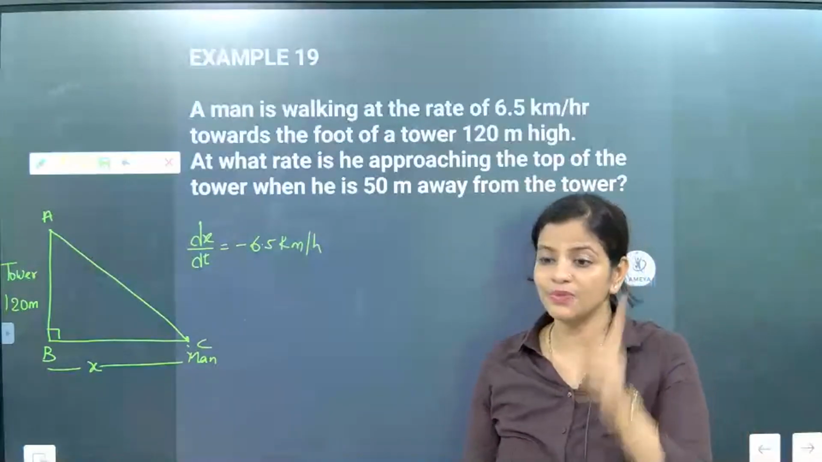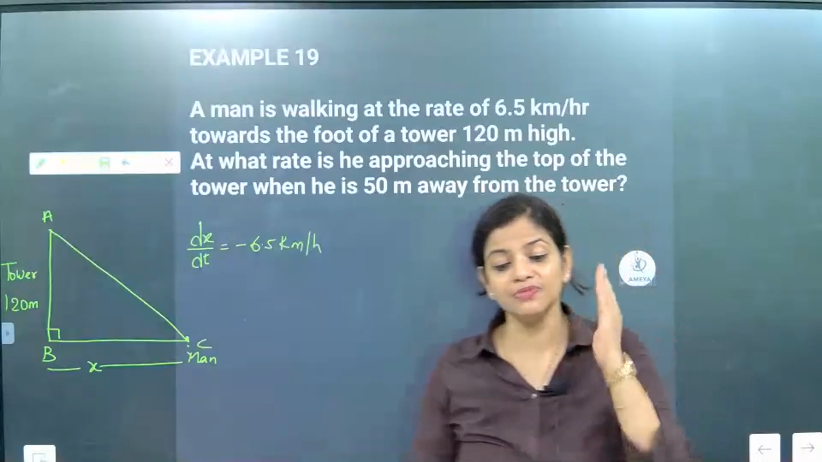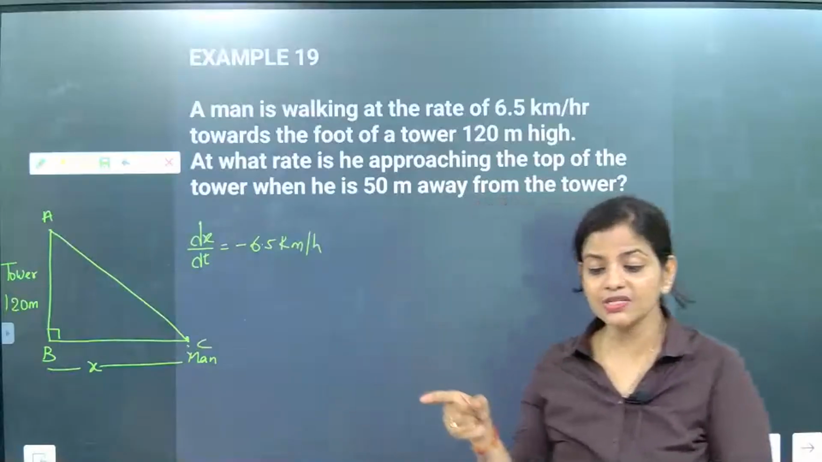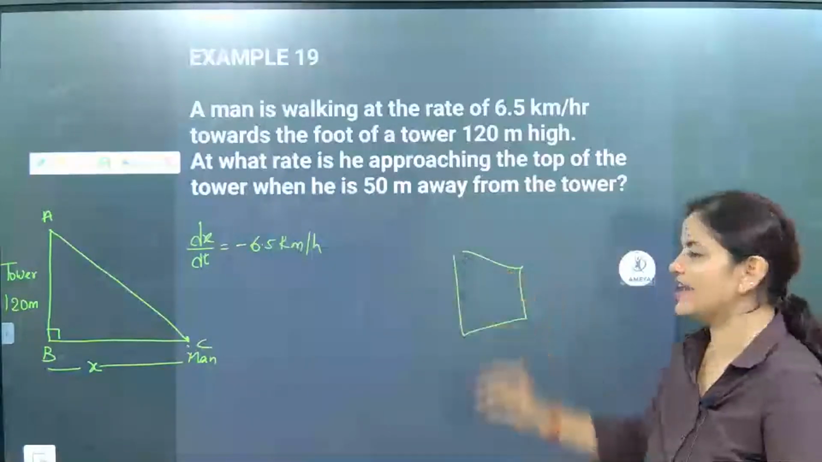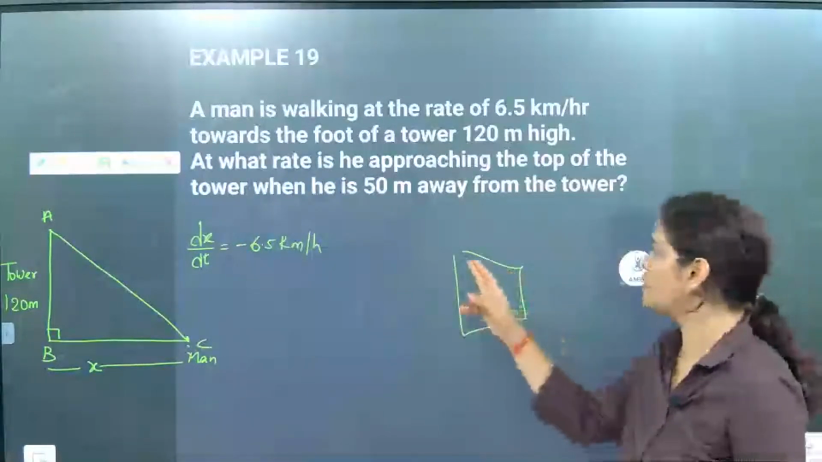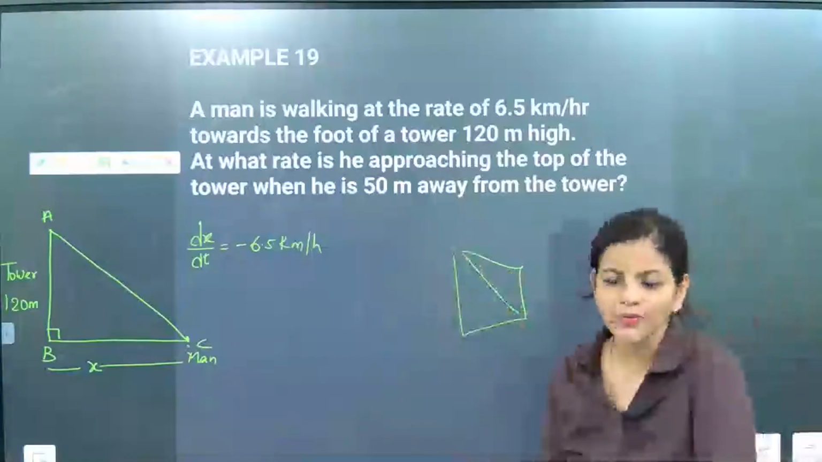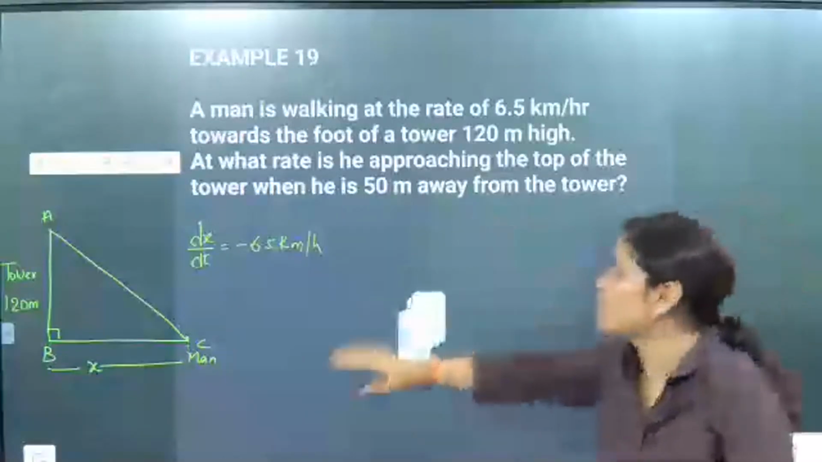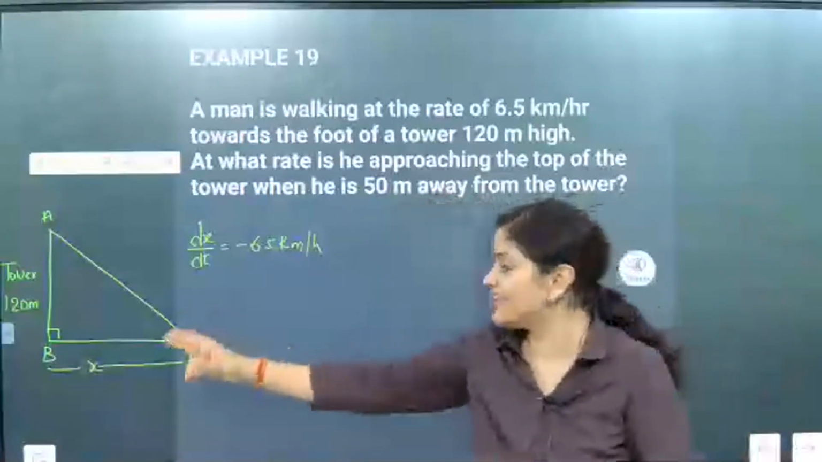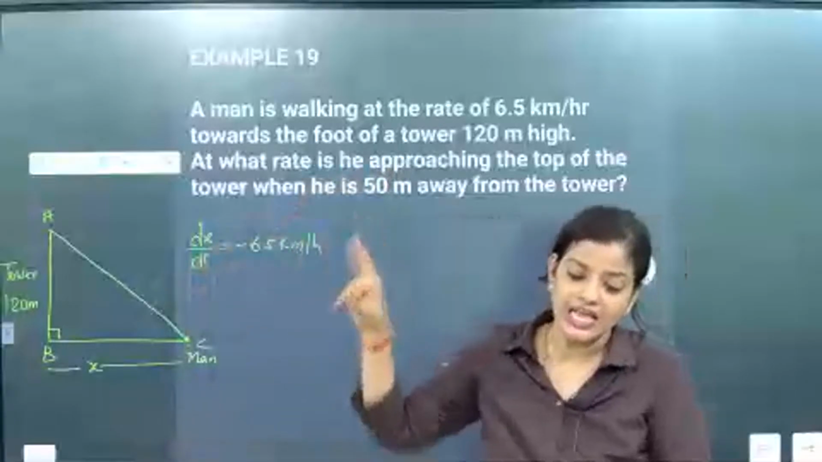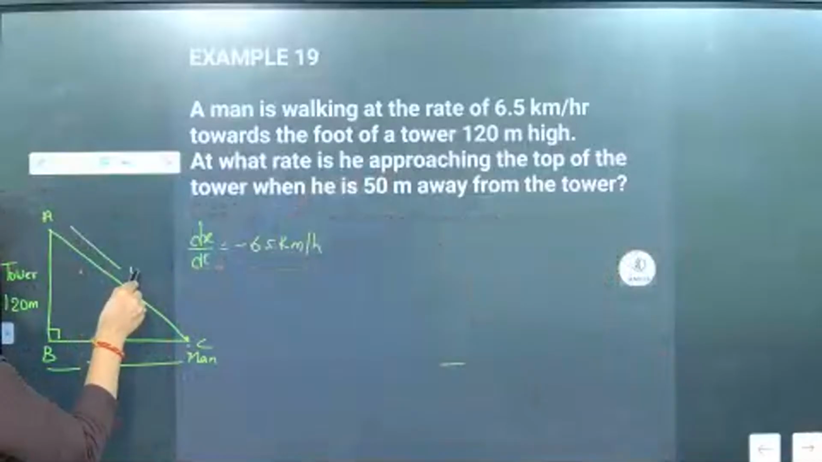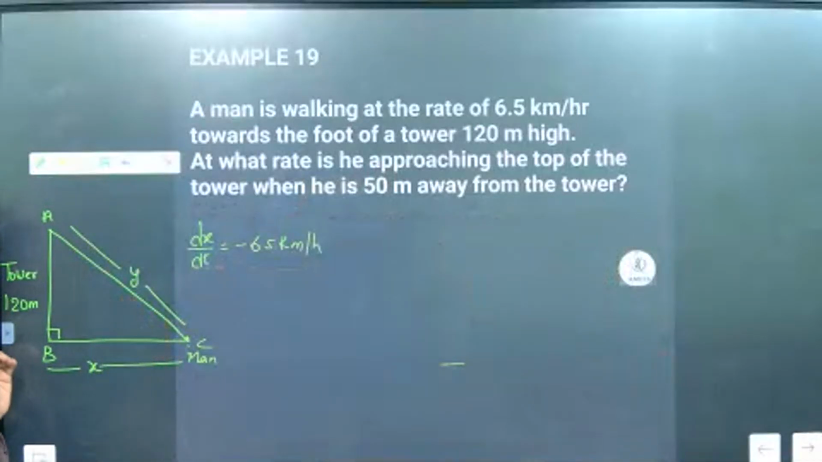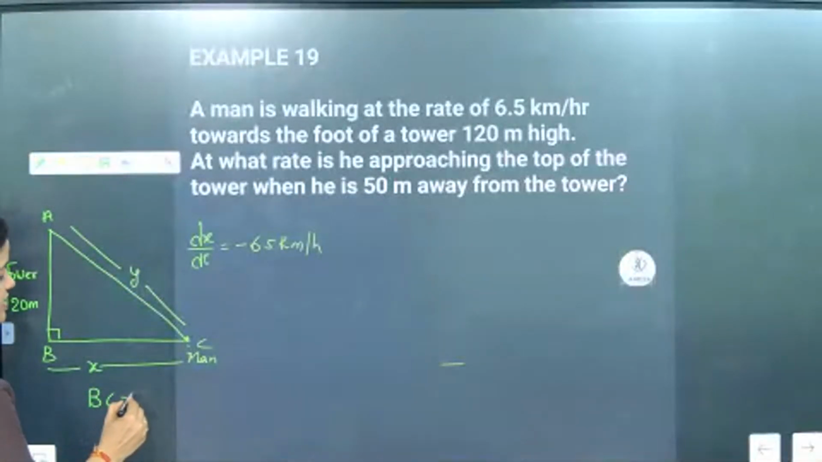Here, please don't misunderstand. Many of the students are misunderstanding that the person is going to the top of the tower, and believe me, many students draw it like that. No, the moment the person goes towards the foot of the tower, change in x will create change in AC. So can we take AC as y? Understood? So we have taken BC as x, and AC as y.